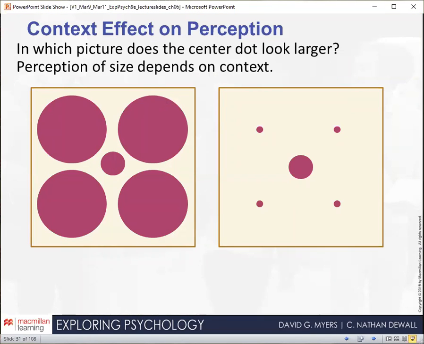Now, the context effect on perception. In which picture does the center dot look larger? Perception of size depends on the context. Generally speaking, most people will say the one to the right because of the context in which it appears. It just simply looks larger.